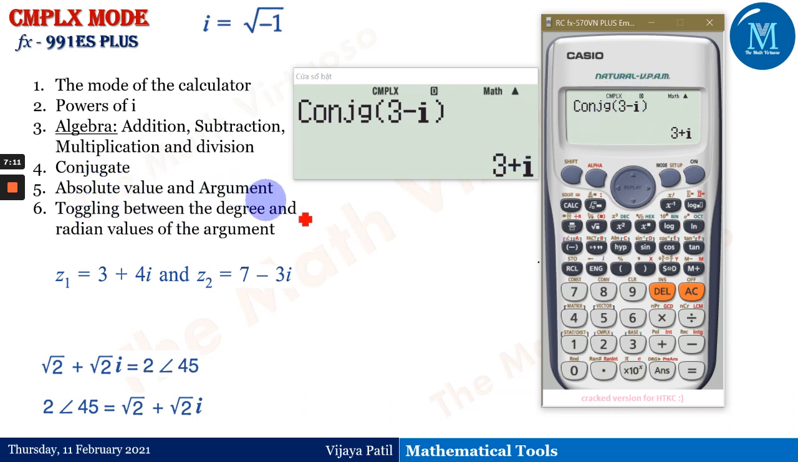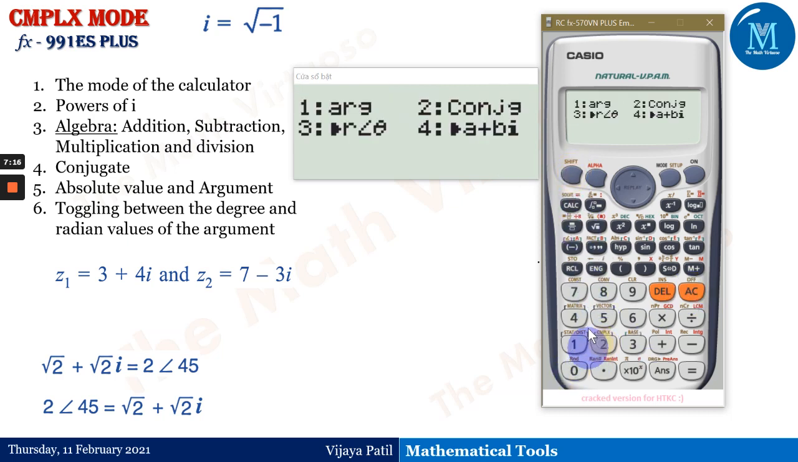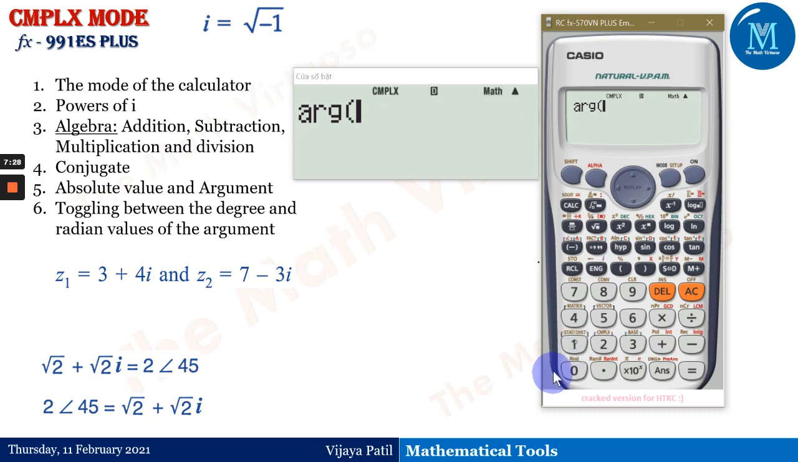Then absolute value and the argument. Okay. So now if you observe here, shift 2, argument, conjugate, R to theta, that means r and theta, and a plus bi, right? Okay. We will just go for argument, which is 1 plus shift ENG, right? What would be the argument here? The argument, that is the theta, is 45 here. Theta is 45 because the mode of the calculator is in degree.